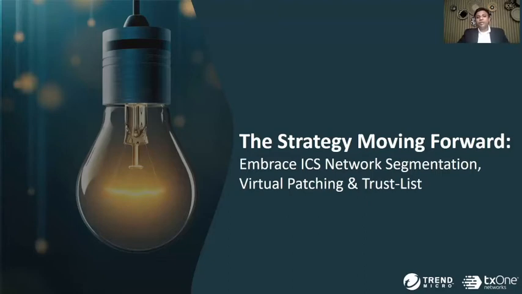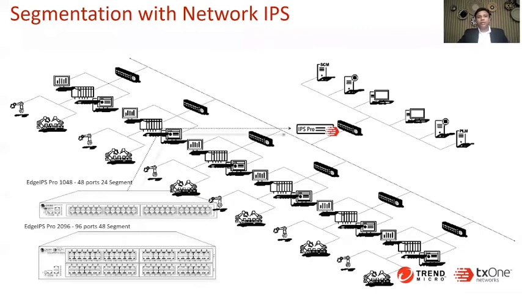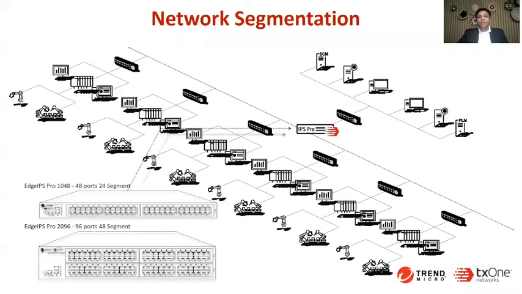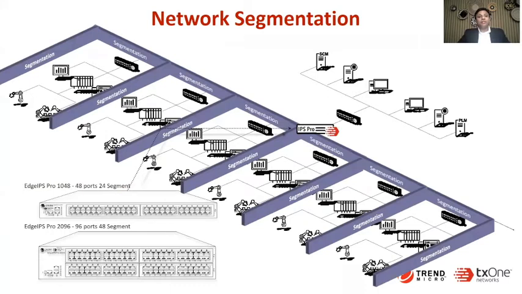Moving forward, the strategy we can embrace is this: I can create a layer 2 segmentation on different production lines. For example, I can just place an IPS at the core and then create network segmentation on layer 2. So I don't change the network architecture, and I don't have to create VLANs and complicate the network traffic. A high performance device with low latency creates multiple segments. So what is the benefit of doing that?